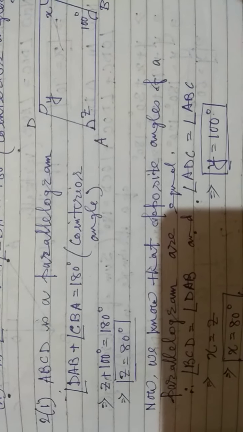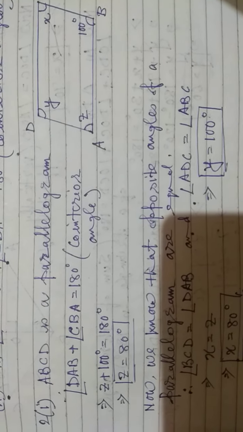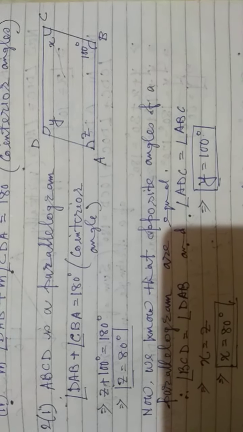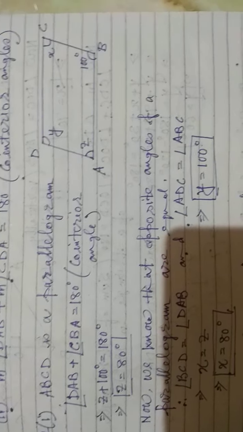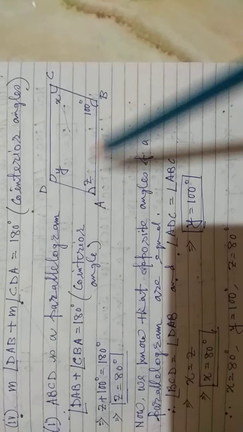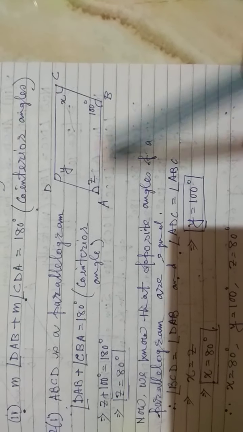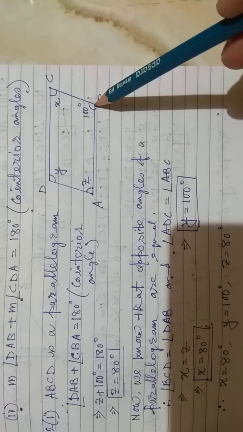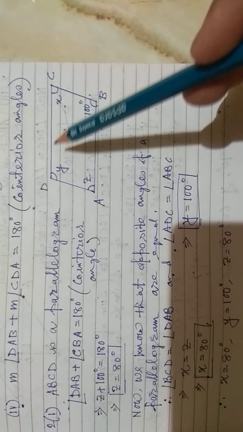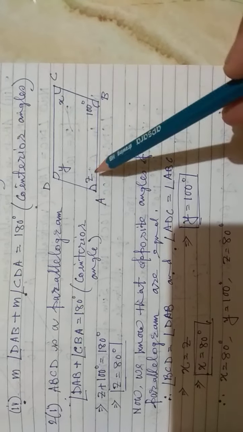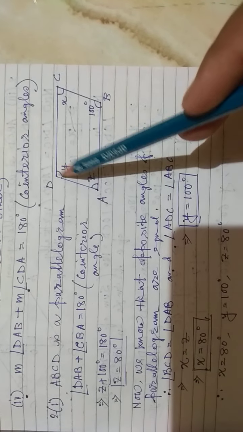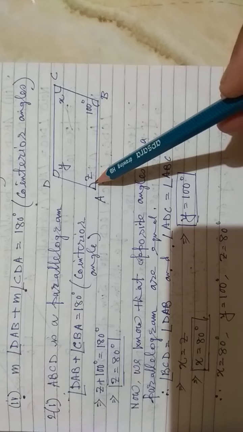Question number 2, Roman 1. Consider the following parallelograms and find the values of x, y, z. That means in Roman 1 this figure is given and it is a parallelogram. It is also given that ABCD is a parallelogram and one of the angles is 100 degrees. Find the values of x, y, z. X is the measurement of angle C, y is the measurement of angle D, and z is the measurement of angle A.